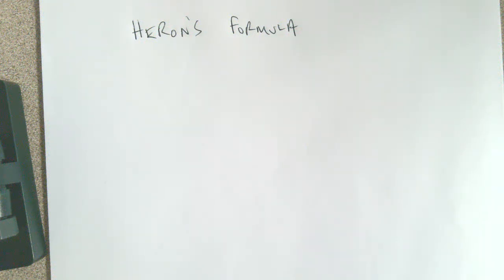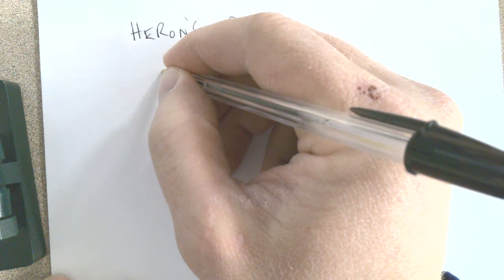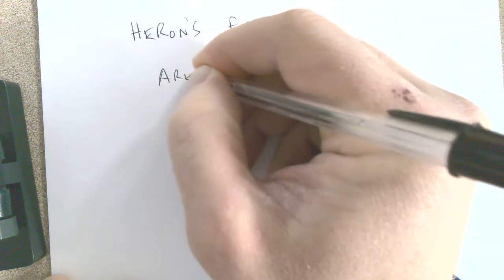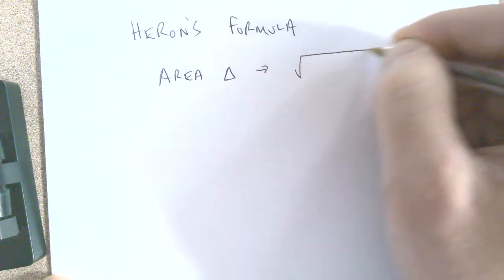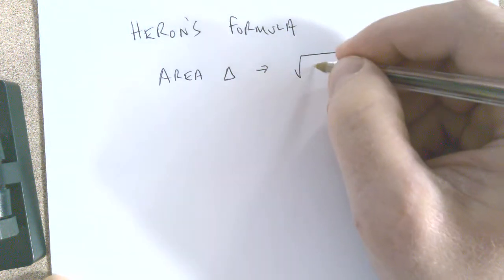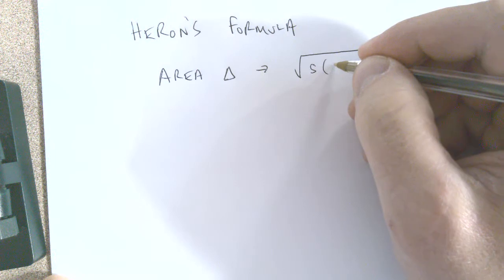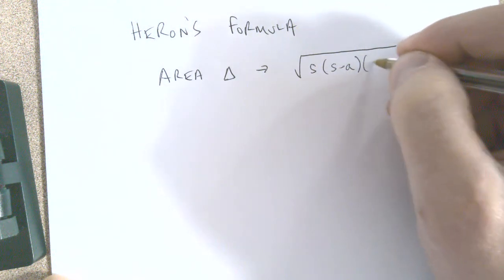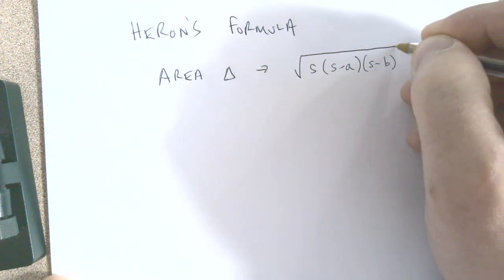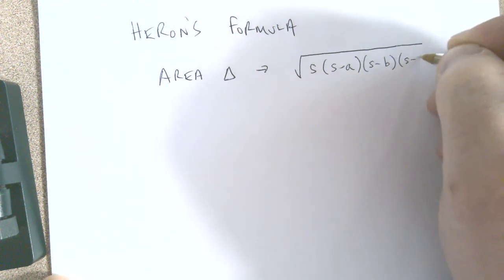Okay, so here's kind of the formula. Again, this is a formula basically to find the area of an oblique triangle. The formula is the square root of S times S minus A times S minus B times S minus C.